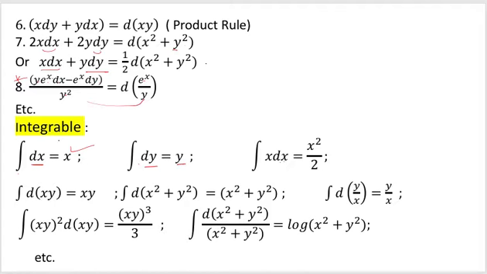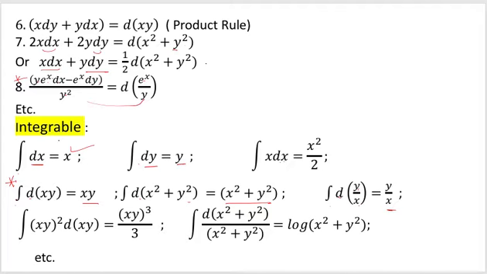Now, during problem solving, you may come across these expressions. Whenever you see d of some function of xy, if it is integrable, the answer will be xy. If the expression is d of x square plus y square, and you are integrating, it can be written as x square plus y square. If you see d of y by x, you are integrating, it can be written as y by x. So the same model can be applicable. In fact, it can be further extended.